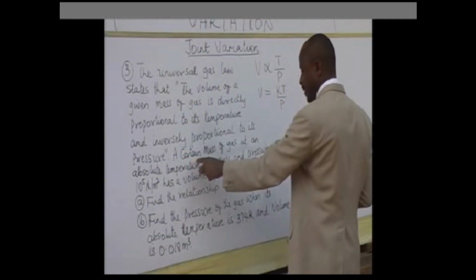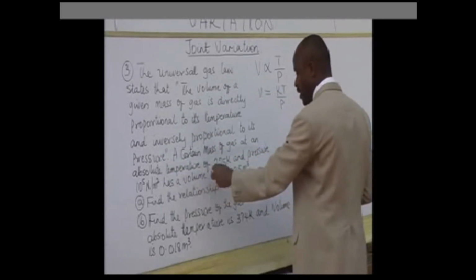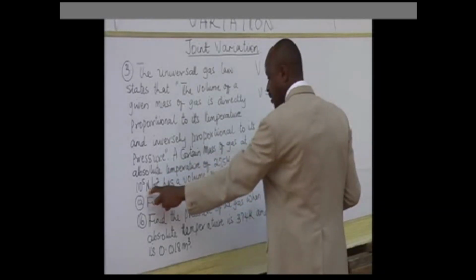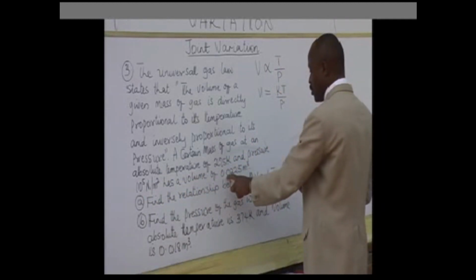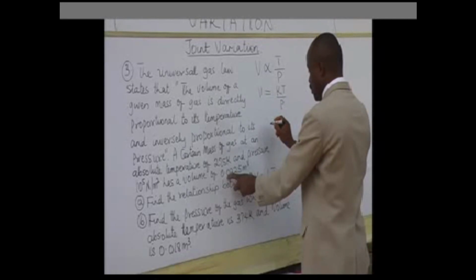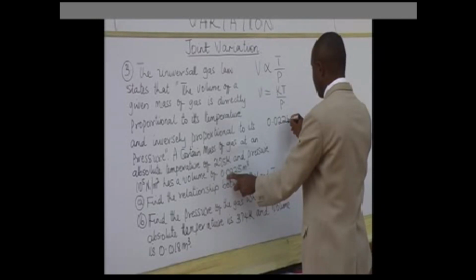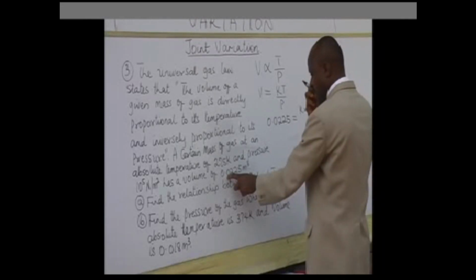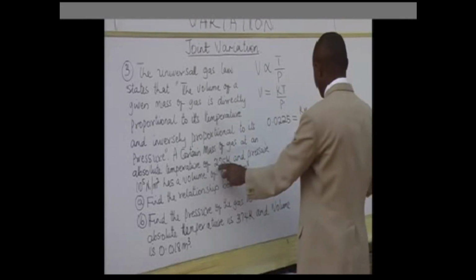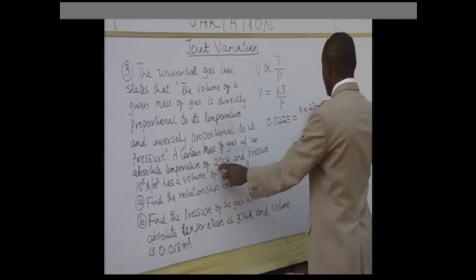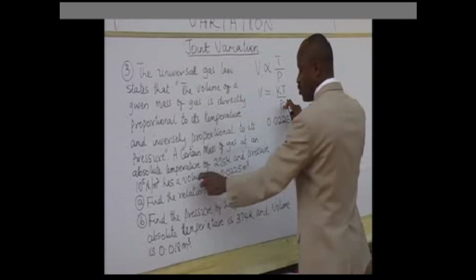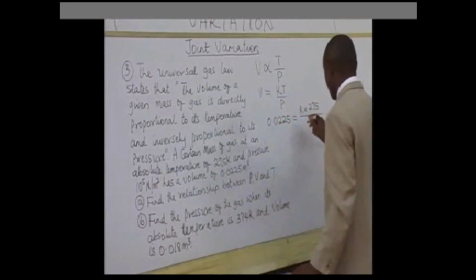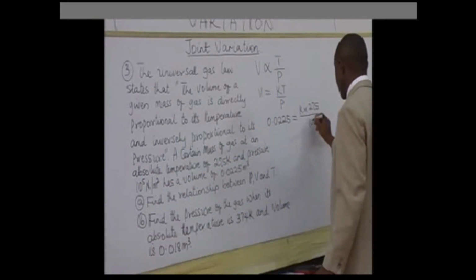Now they said a certain mass of gas at an absolute temperature of this and pressure of this has volume of this. So let's use this to replace the volume. So I'm going to have 0.0225 is equal to our constant times the temperature given here, 275. So use 275 to replace the T, all over the pressure, which has been given to be 10 exponent 5. So use it to replace P. You have 10 exponent 5.